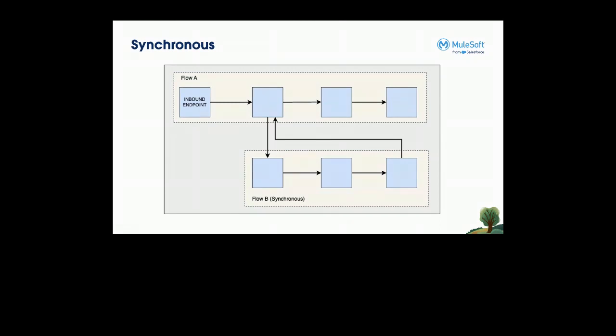For example, we have the source system, experience API, process API, system API, and the target system. If you're making a synchronous call, your source system is waiting for the response of the target system. Until then that event is almost blocked, so that is resource blocking. So we don't use synchronous.